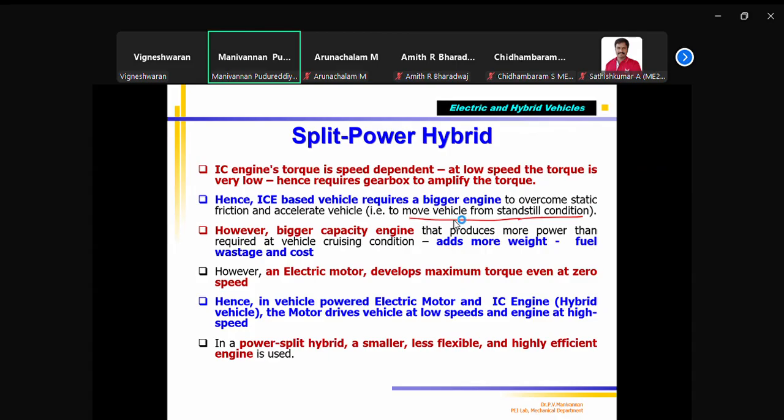But the engine produces less torque at lower speed, correct? You cannot take your vehicle to full speed and then put the clutch. If you're a new learner, two-wheeler or four-wheeler, many times you do that. Somebody will be sitting next to you, your instructor or your friend, and you will say, put the gear and release.